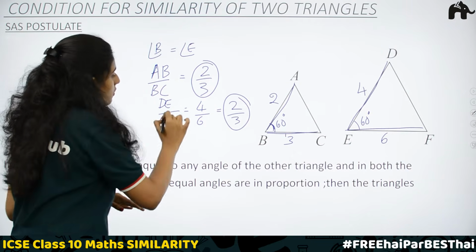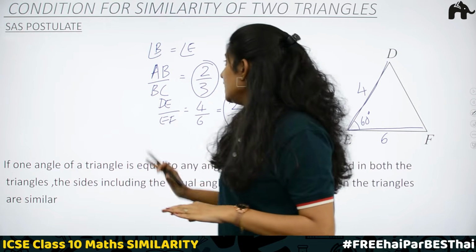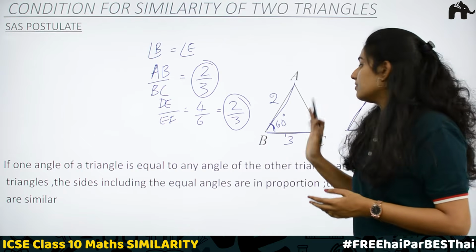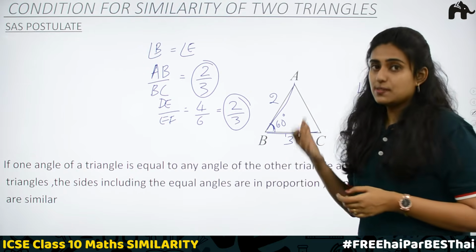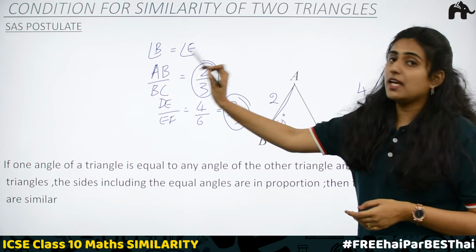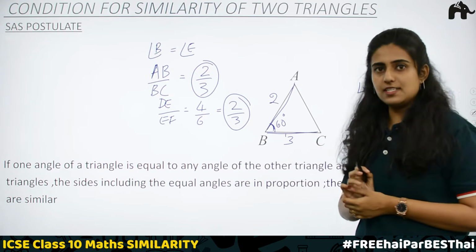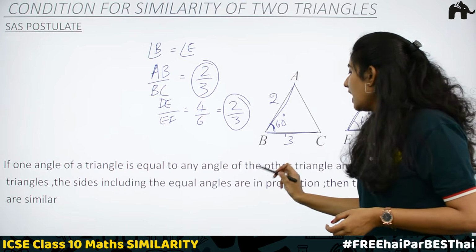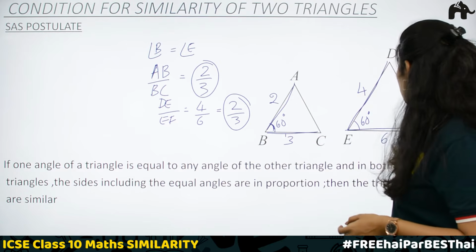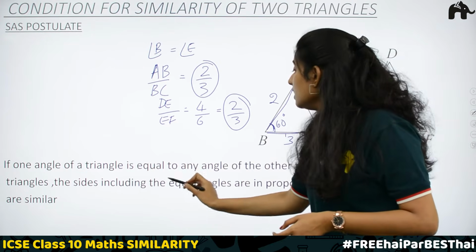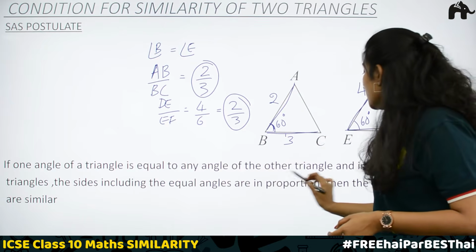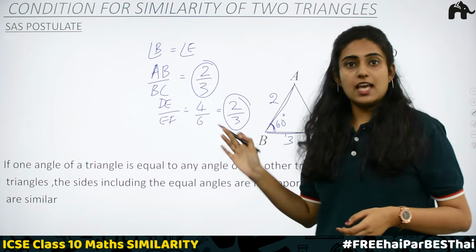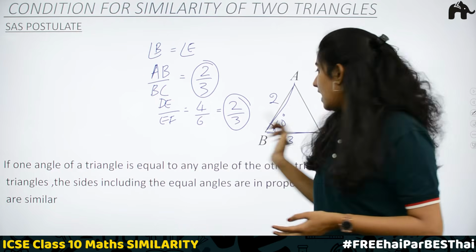Okay, so the ratio of the corresponding sides, two sides, and the angle which lies between these two sides, if the angles are equal and the ratio of the corresponding sides are equal, we can say that by SAS property, these two triangles are similar. Okay. If one angle of a triangle is equal to any angle of the other triangle, and in both the triangles, the sides including the equal angles are in proportion, then the triangles are similar. Understood the first criteria? SAS postulate. This is SAS postulate. We have to remember one thing.